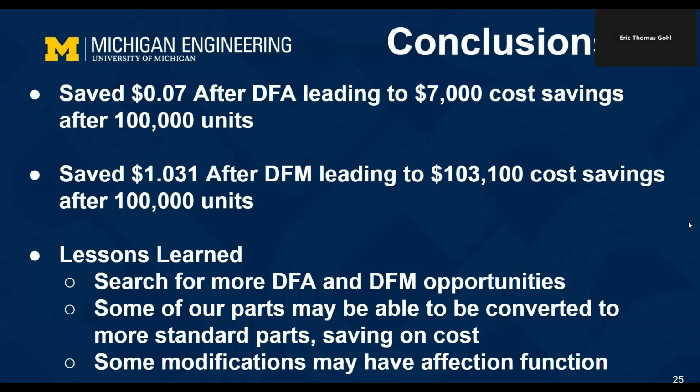In conclusion, $7,000 was saved in total production costs due to design for assembly, and $103,000 was saved due to design for manufacturing. We also learned many lessons and believe that there may be opportunities for more DFA and DFM. Possible improvements include using more standard parts to save on cost, such as using an off-the-shelf load cell beam, as our cost savings in assembly could be offset by losses due to not being able to compete with current manufacturers' economies of scale. Lastly, some modifications may affect the function of parts in ways that we cannot verify without direct testing, so this is another way we could potentially improve.